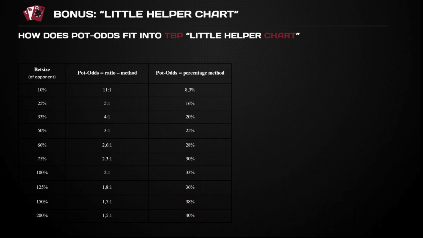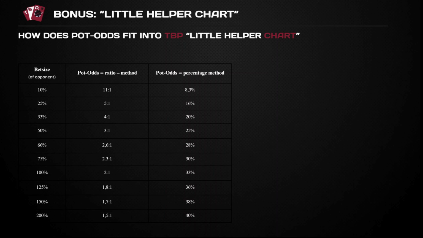Finally, we arrived at the last slide, where, as I told you, there is no summary. Instead, we want to look at how our lesson fits into the little helper chart. The 2 columns to the left, named bet size and pot odds ratio method, are taken exactly from the chart. This was done because we saw in the presentation that our opponent's bet size was determining what pot odds we get. Under pot odds ratio method, you see what pot odds correspond with a certain bet sizing from our opponents.